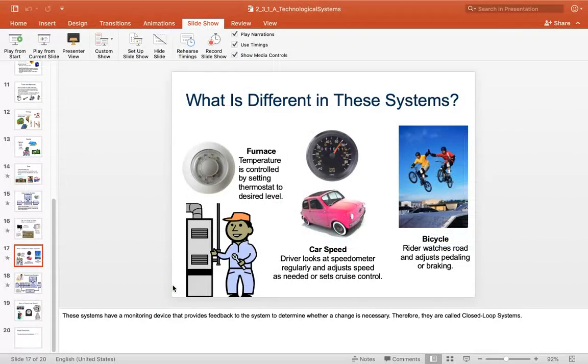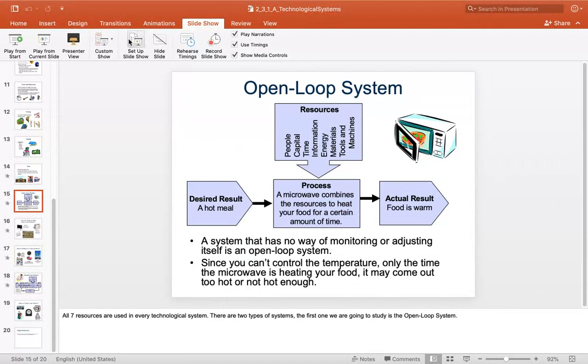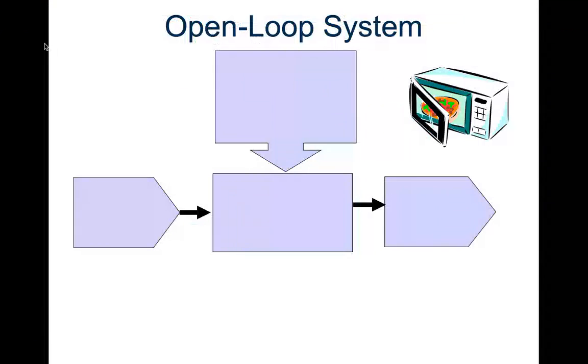I'm going to go back here in my PowerPoint till we get to the open loop system. Hopefully you've already viewed the intro presentation and then lesson 1 and lesson 2, in which we talked about the 7 technological resources for systems.